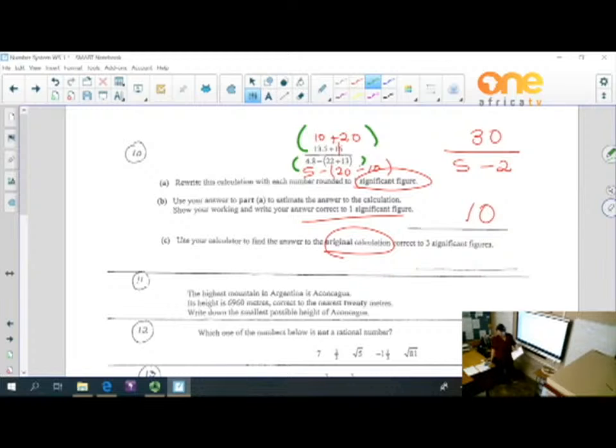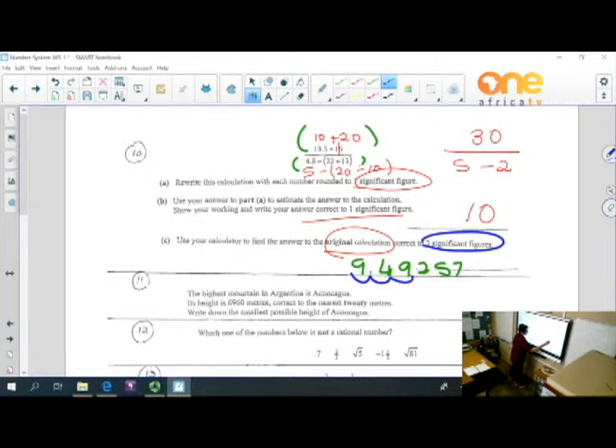Look, I got 9.49257, and they say rounding it off to 3 significant figures. Remember, significant figures work from the left. So 1, 2, 3, so it would be 9.49. Your answer would be 9.49.